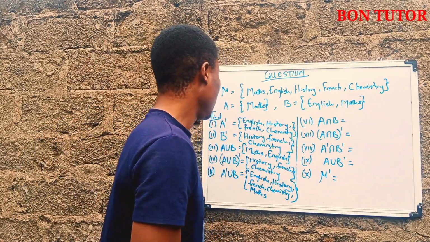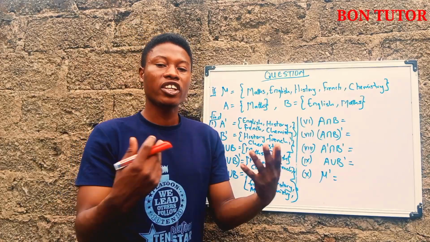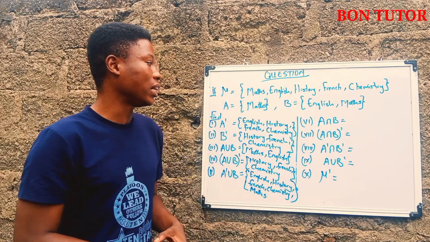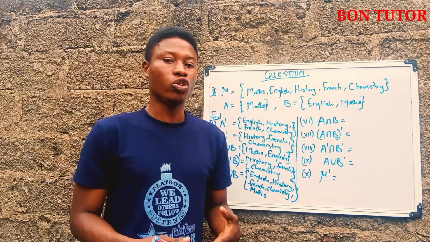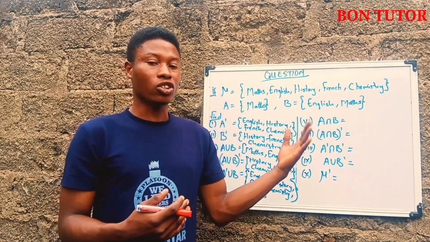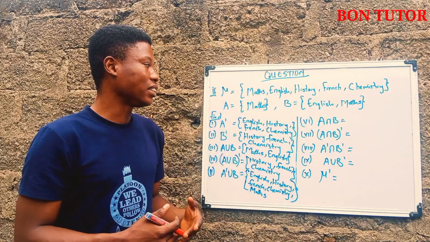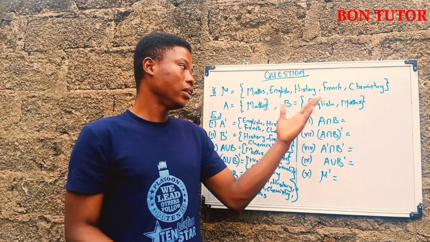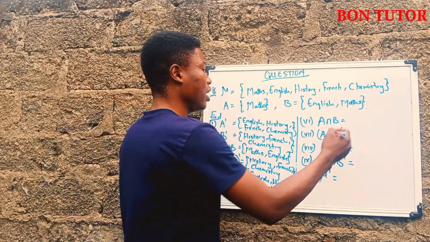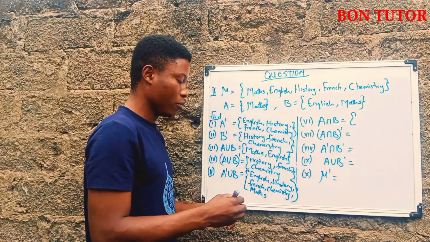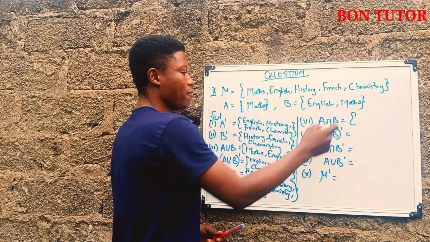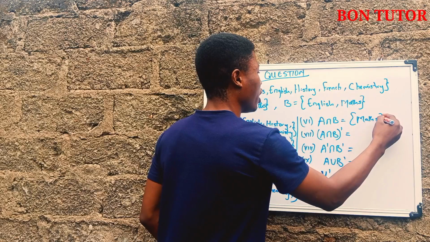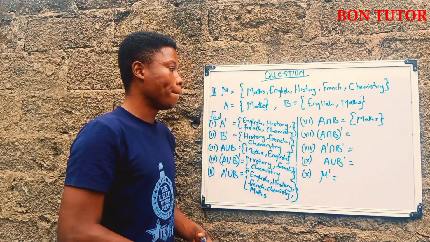Now let's come to A intersection B. I told you in the video before that when you're talking about intersection, you're talking about the elements that are common to both sets. That is the element you can find in set A and you can also find in set B. If you check them, you have math here and you also have math here. So your A intersection B will be math.